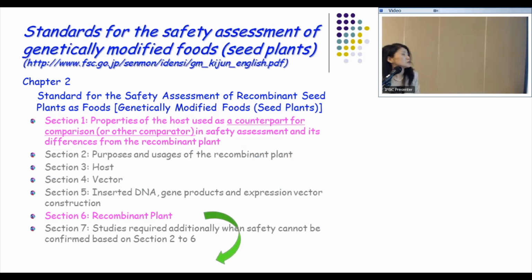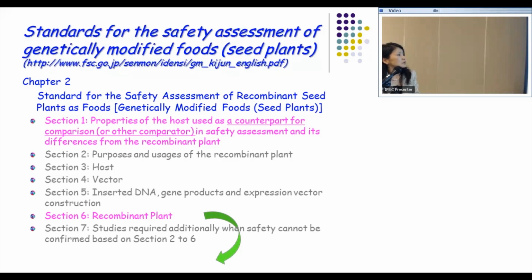The safety assessment is conducted based on the standards which were formulated by the Food Safety Commission. And the most important standard, the standard for the safety assessment of genetically modified food, seed plants, as I had already mentioned, was formulated based on the Codex guidelines. And Chapter 2 of the standard is the standard for the safety assessment of the recombinant seed plant as food.